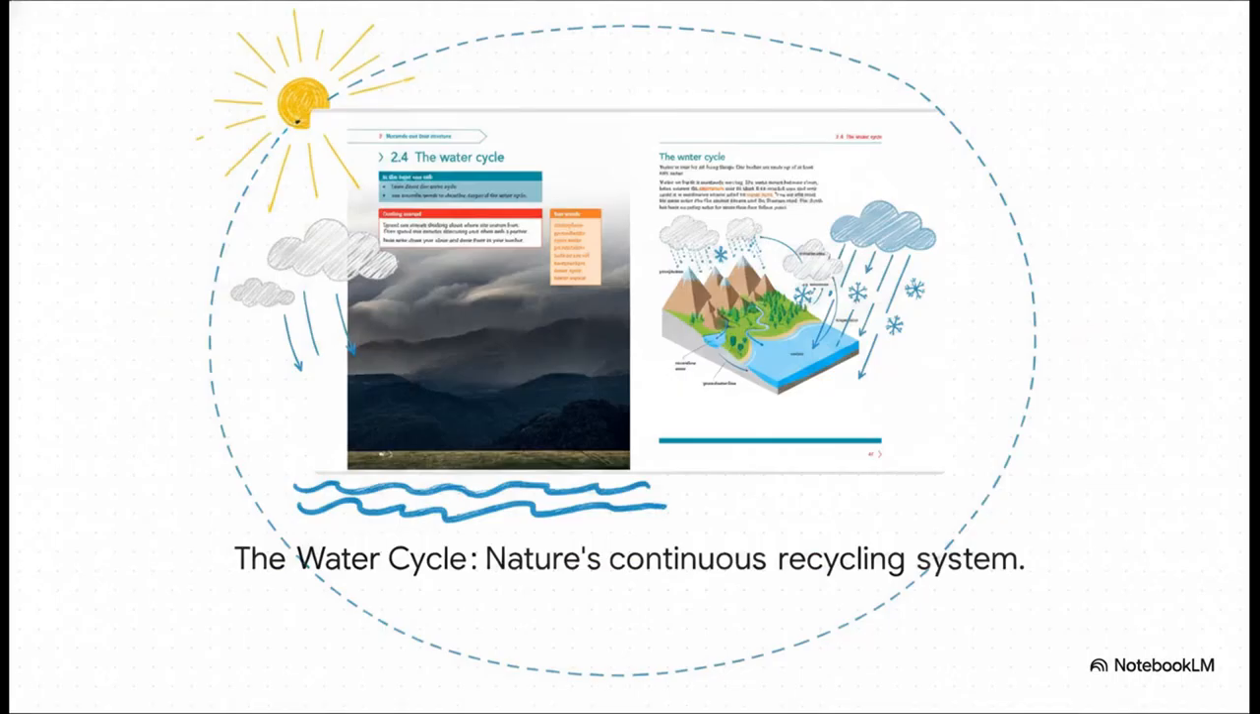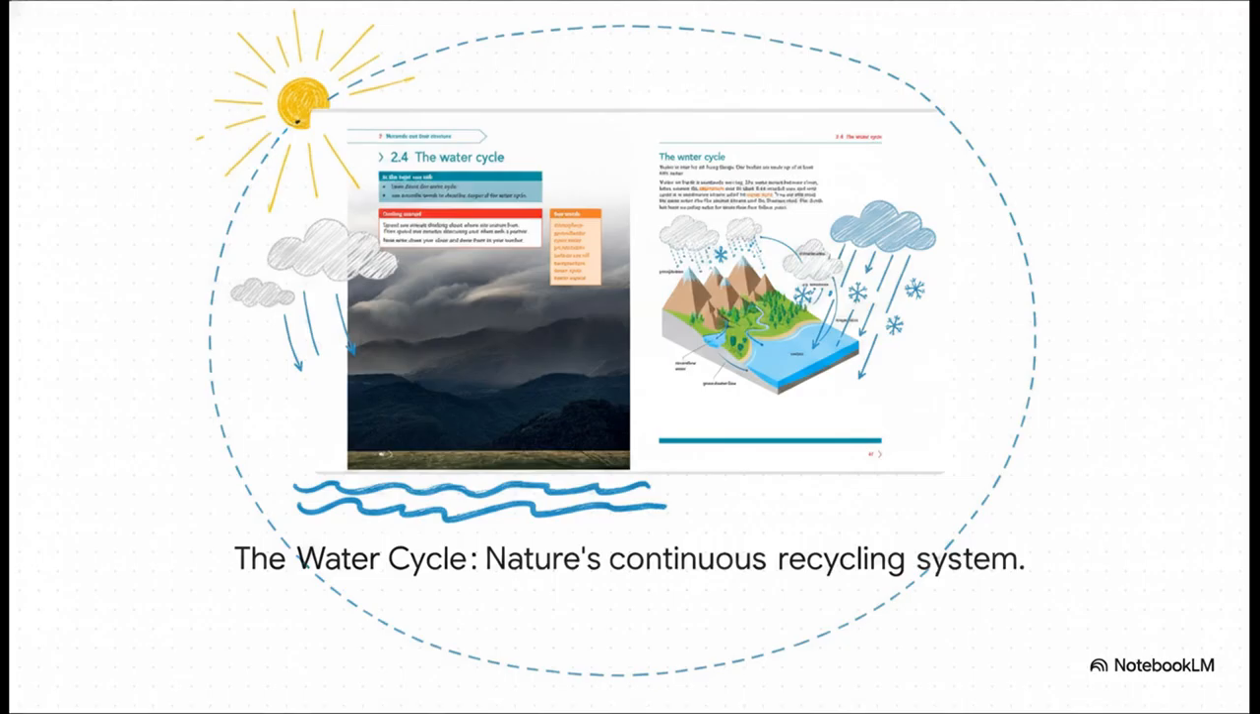To put all this into perspective, think about the Earth's water cycle. It's basically nature's ultimate continuous matter recycling system, and it is entirely driven by those exact state changes we just talked about. Energy from the sun heats liquid water in the oceans, causing it to evaporate into an invisible gas, water vapor. As that gas rises up into the atmosphere, it cools down, loses energy, and condenses right back into liquid water droplets to form clouds.